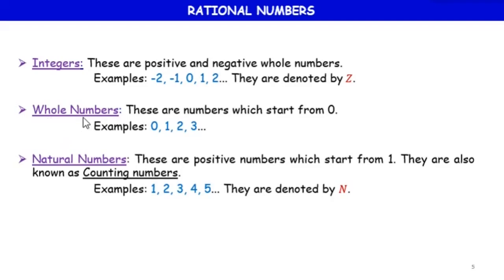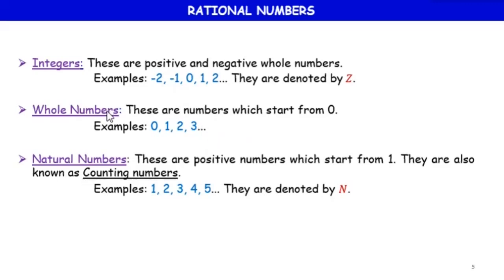So we have whole numbers. These are numbers that start from 0. Examples: 0, 1, 2, 3, etc. So any number that starts from 0, going on to infinity. The set of whole numbers, if we are not given any range, is an infinite set because it keeps going on and on and on. The same applies with integers, unless you are given a range. I believe you are following.